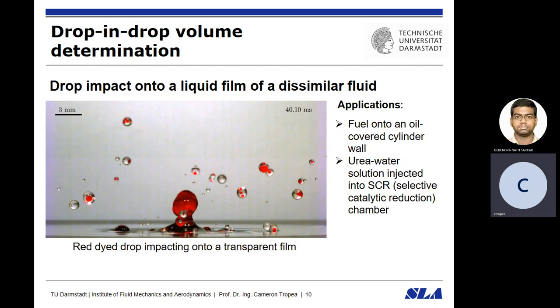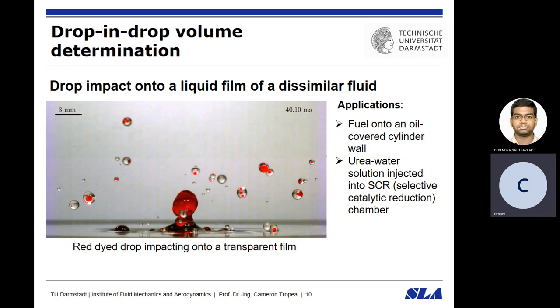Or even more interesting, if you have an SCR, a selective catalytic reduction, which is now low emission or zero emission diesel, then you're injecting urea water solution into your chamber, and the same thing happens on the walls. So you're interested in this kind of thing. The question is, how do we find it? Now come the measuring techniques. How do we find the volume of the red in each of those droplets?